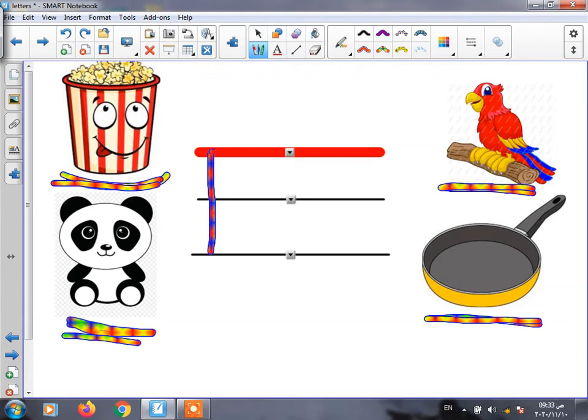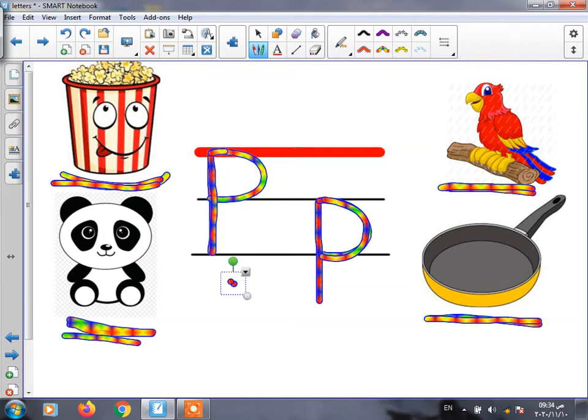Long down. Turn down. And the same, KG2, for the sound. Here, for the letter, I start from the red line, but for the sound, or the small letter, I will write it from here, the second line. Line down, turn down. Letter P, sound P.